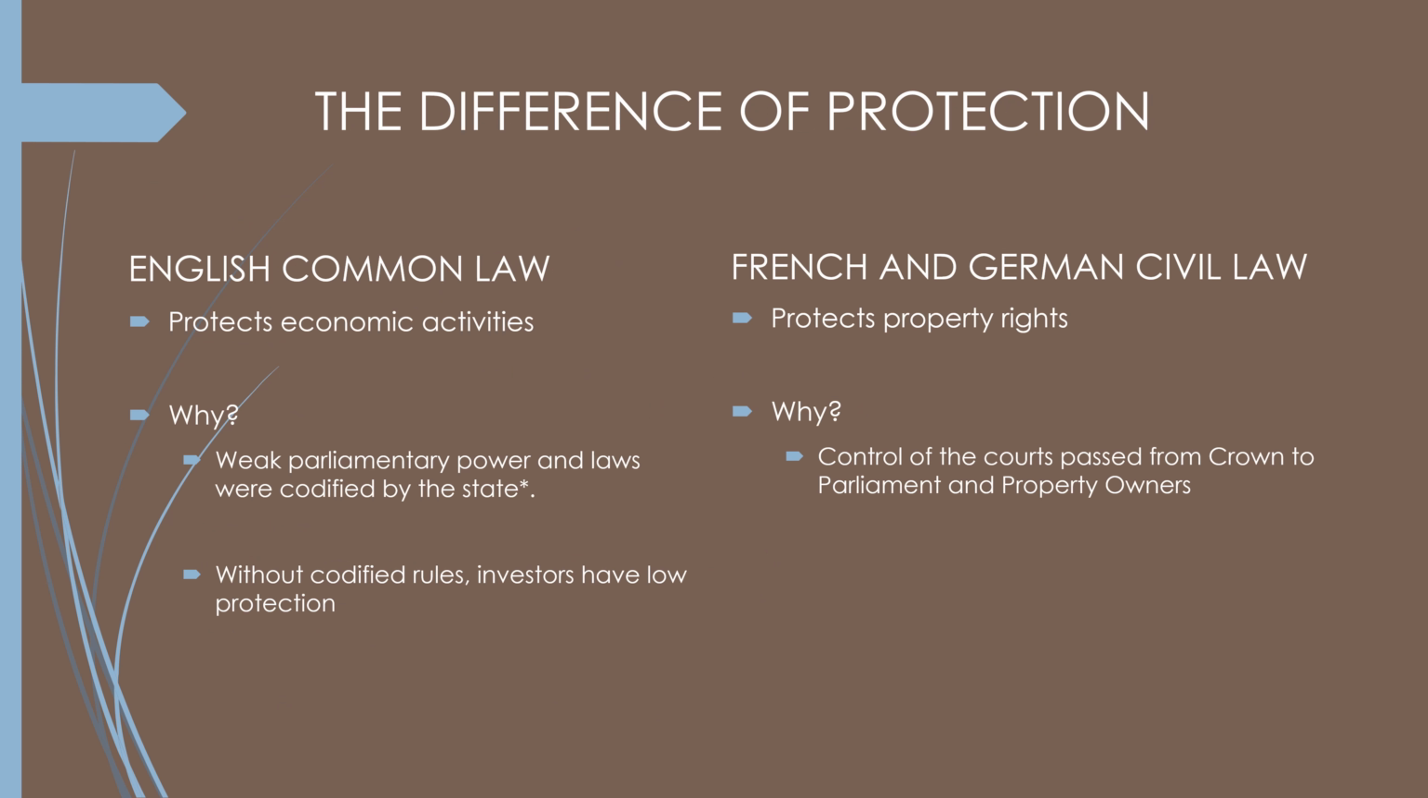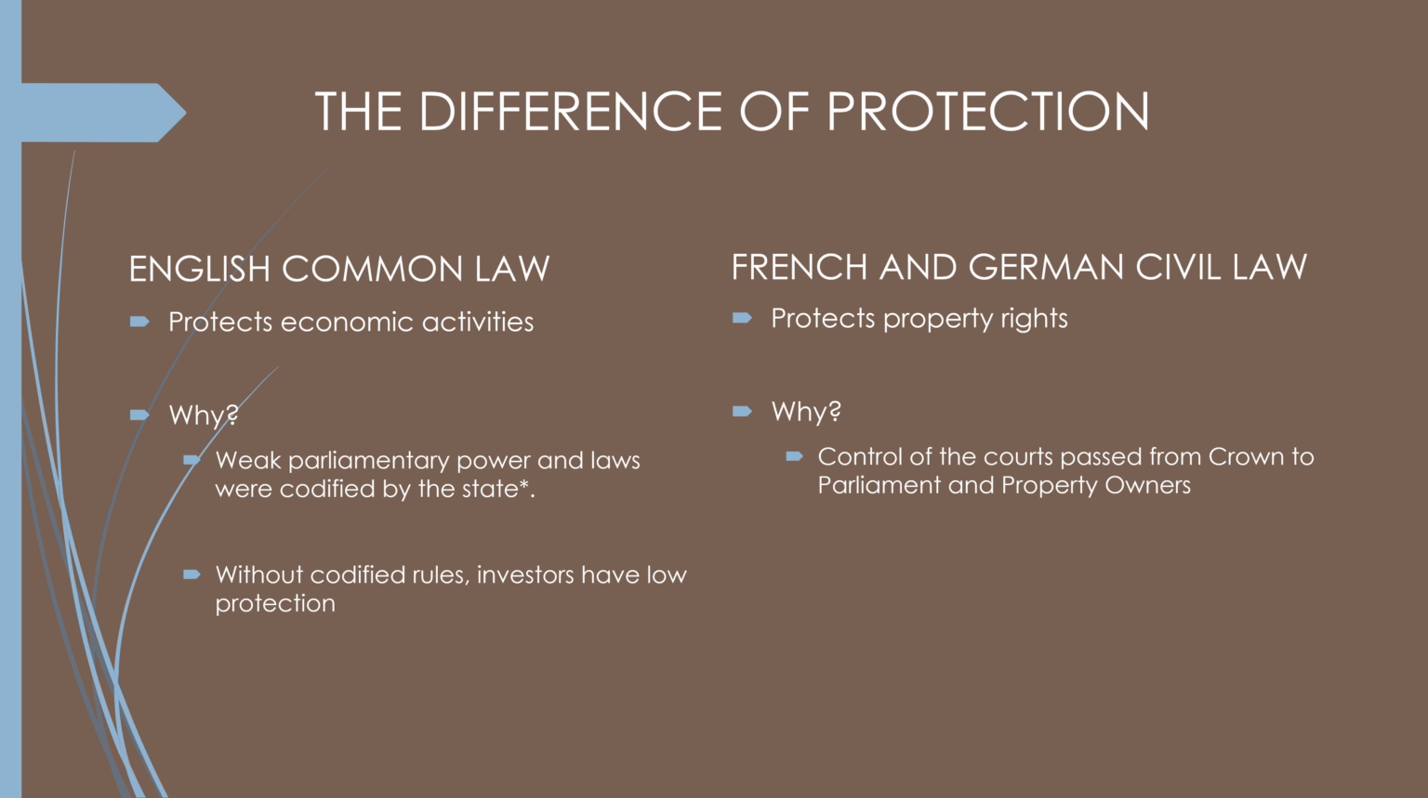The difference of protection between common law and civil law. For example, English common law protects its economic activities. What that means is that it's solely focused on where money goes. And why is that? Because it has a weak parliamentary power and laws were codified by the state or government. Without codified rules, investors have low protections. So there's no set of laws saying let's protect our investors.